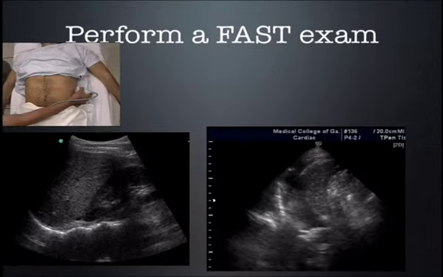You then progress over to the left upper quadrant, where the probe is effectively placed in the left flank. You'll get an image of the spleen. Here's the diaphragm. Here's the splenorenal recess. And you would also want to move the probe down towards the patient's feet to look off the inferior pole of the kidney to check the left pericolic gutter. If you see a black stripe in any of these locations, then you have evidence of hemoperitoneum.